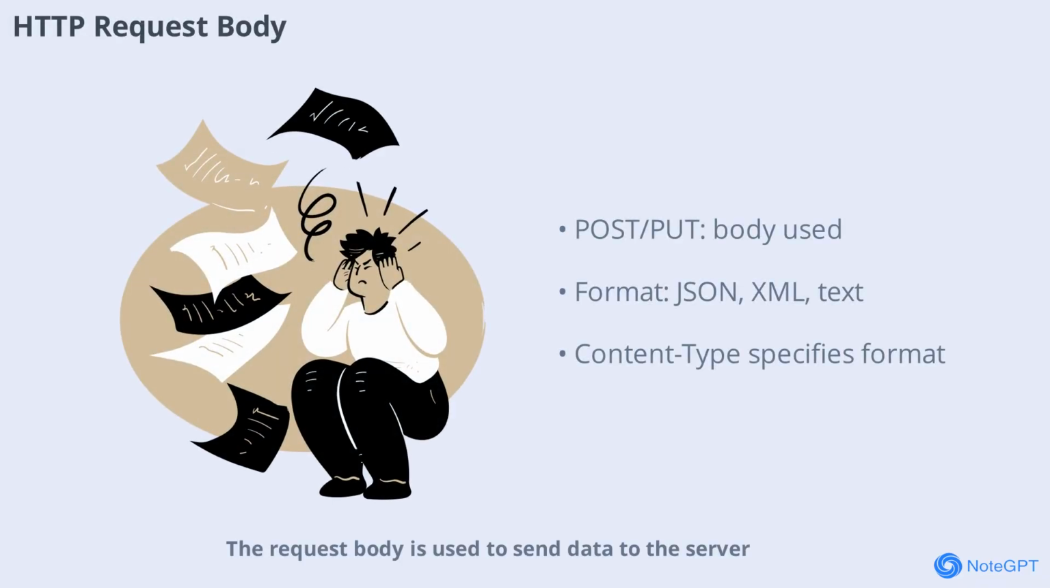The request body is used to send data to the server, typically in POST and PUT requests. The format of the body is specified by the content type header and can include JSON, XML, or raw text. For example, submitting a form or uploading a file involves sending data in the request body. The server processes this data to create or update resources.